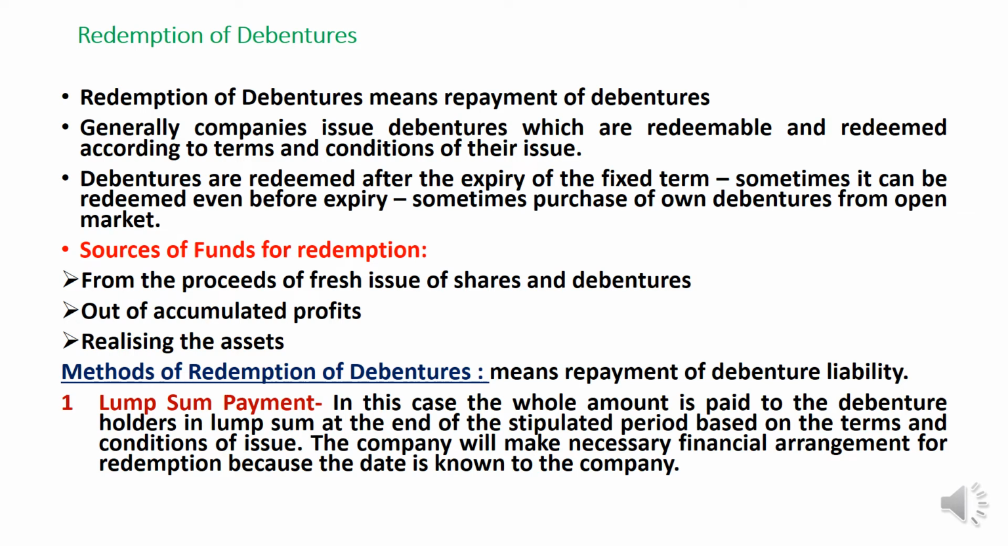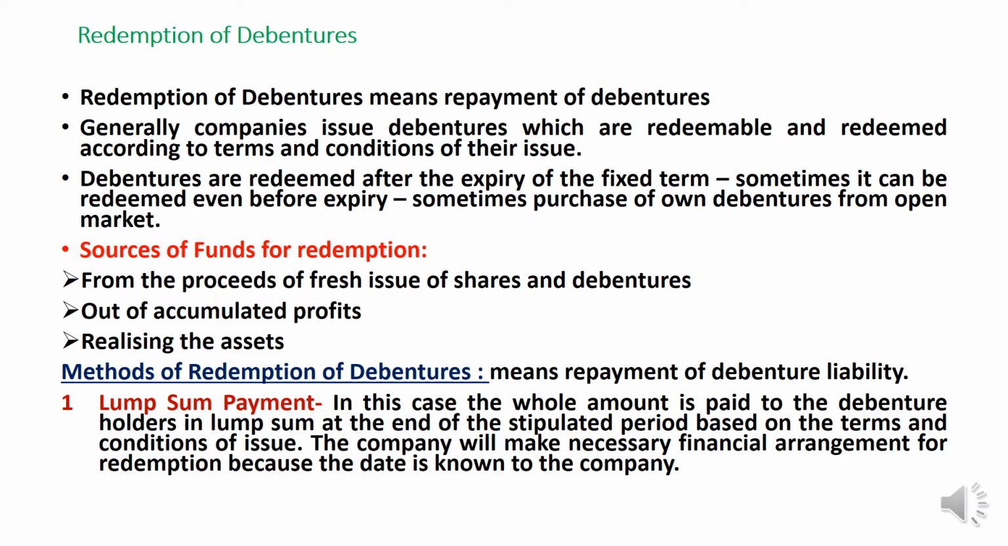Debentures are redeemed after the expiry of a fixed term. That means it can be redeemed after a period of 5 years as per the agreement. Sometimes it can be redeemed before expiry, that is, the company can purchase its own debentures from the open market and cancel them. So redemption can be done in two ways. First, redemption after the expiry date, and second, redemption by purchase of own debentures from the open market.